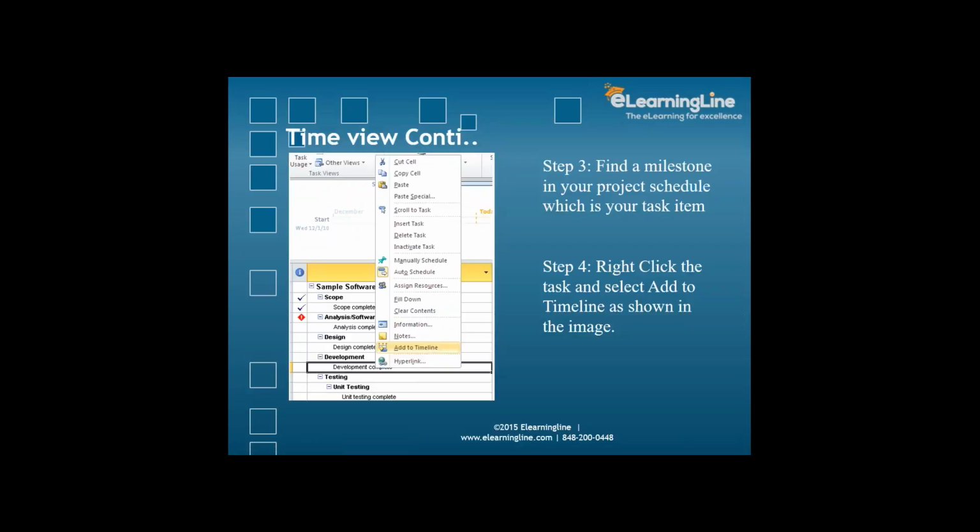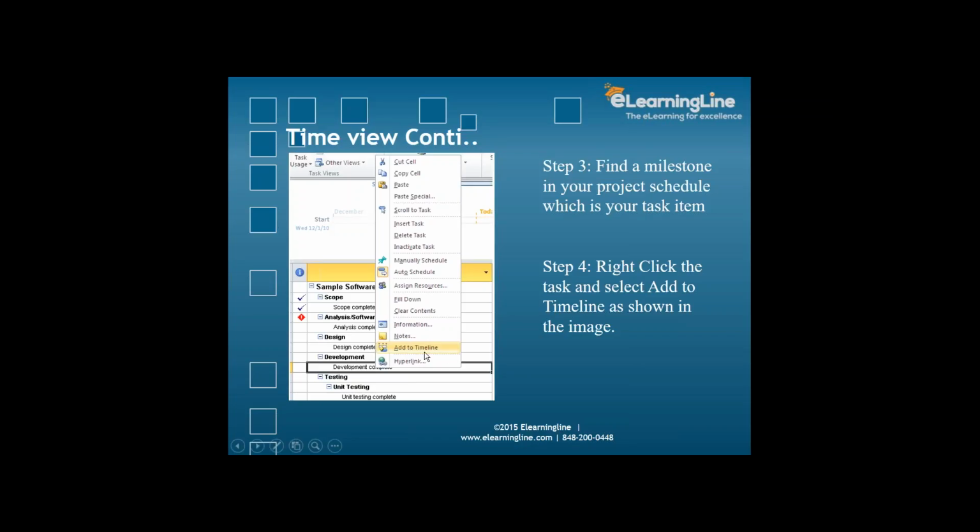Now we are trying to find the milestone which is associated with the project schedule, and that is one of your tasks. So in a nutshell, we need to have a task item converted as a milestone. So what do we see here? Find a milestone in your project schedule which is your task item. Let's say testing completed is the milestone, but at this point of time it is just a task item and we need to make it a milestone.